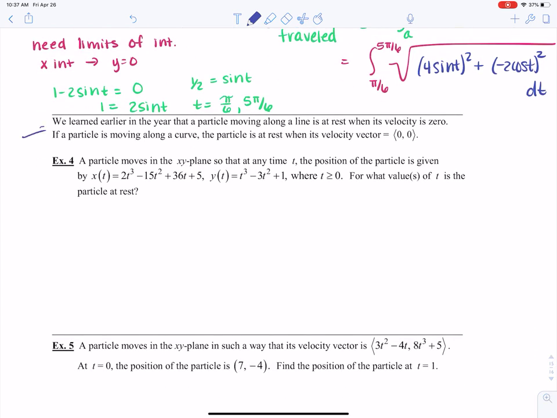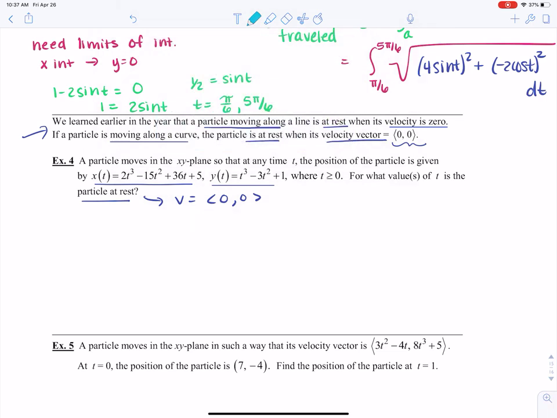We learned earlier in the year that a particle moving along a line is at rest when its velocity is 0. If the particle is moving along a curve, meaning both x and y, then the particle is at rest when both velocity components equal 0. This is important because this next question says, I'm going to give you a position function, and I want to know when the particle is at rest. So you need to know that your velocity vector must be 0, 0.